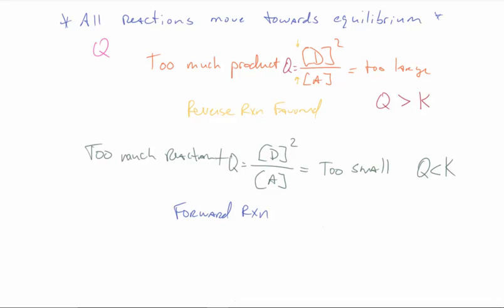And then I guess the third situation that I might have wanted to start with is when Q is equal to K, we are at equilibrium. And neither direction of the reaction is favored. They're both still occurring, but they're occurring at the same rate.